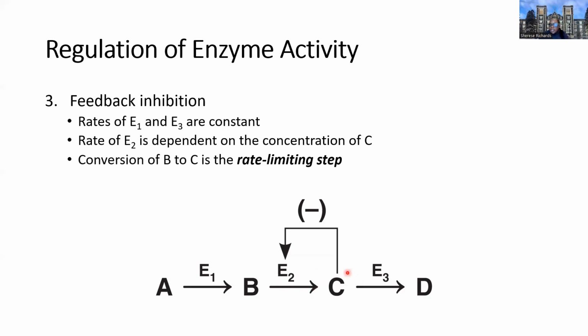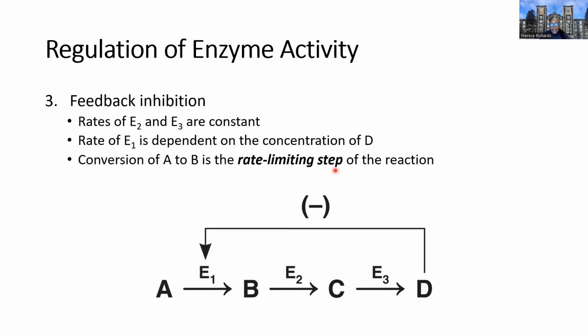Let's say we have a lot of C that has been generated and it's building up. That is going to in turn shut off the activity of enzyme 2 and slow the entire reaction down at that step. So this is why we consider this the rate limiting step. All right.